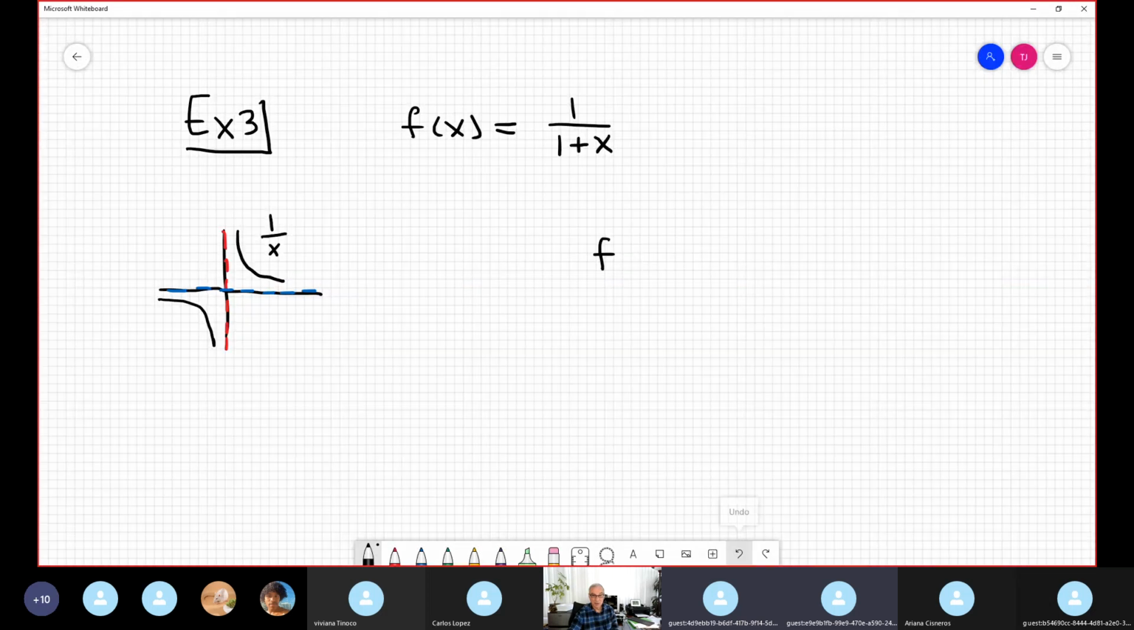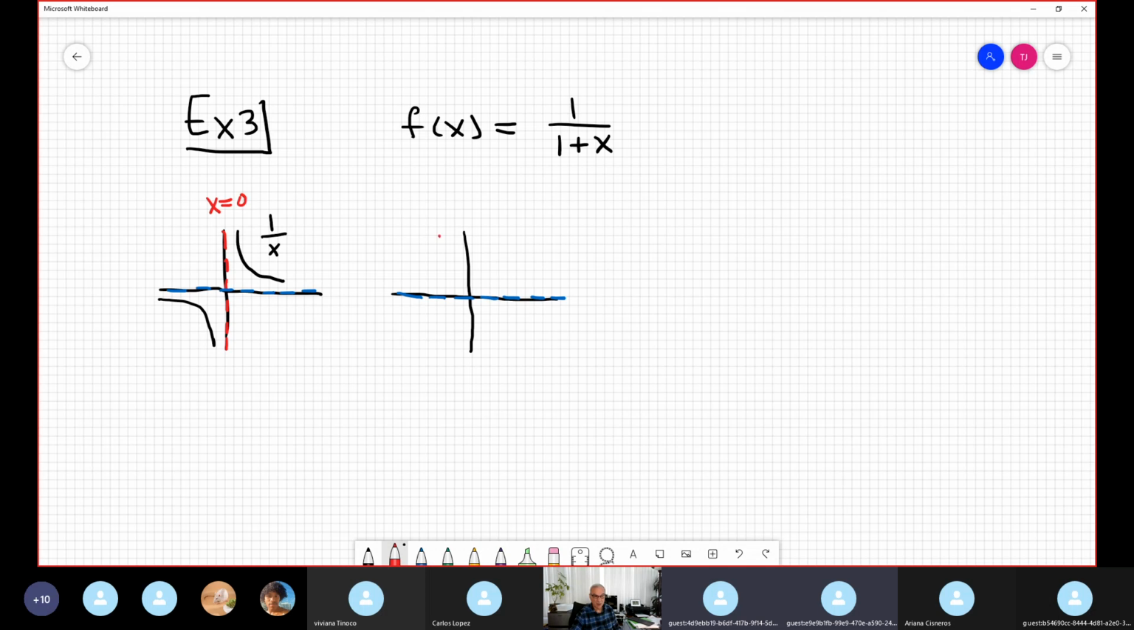The graph of the given one is similar to this, except that the horizontal asymptote stays the same because the motion is horizontal. So the horizontal asymptote is horizontal, and when you move horizontally, it doesn't change. However, the vertical one does change, because normally it's located at x equals 0. Now it would be at x equals -1.